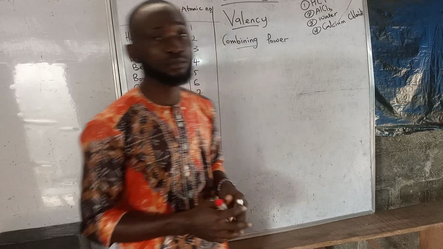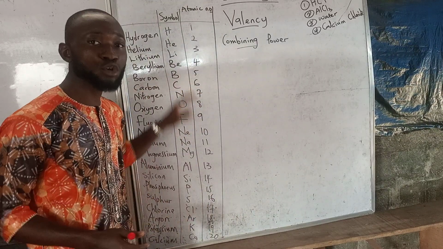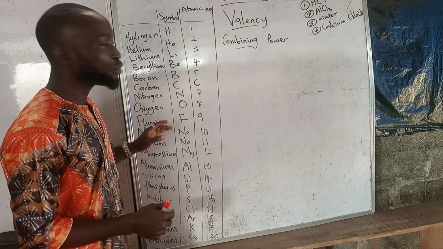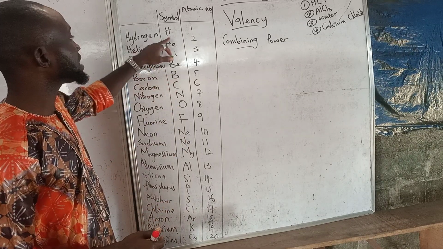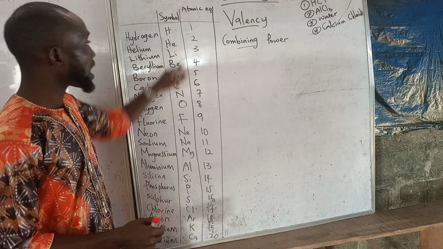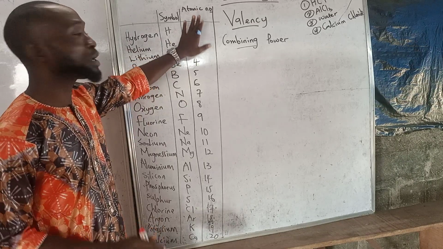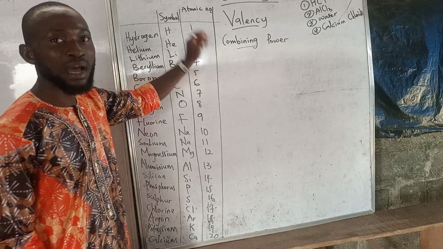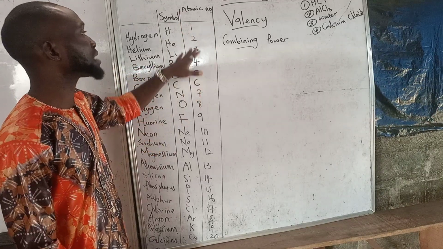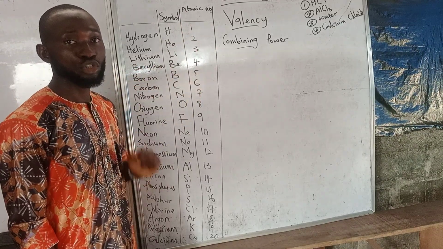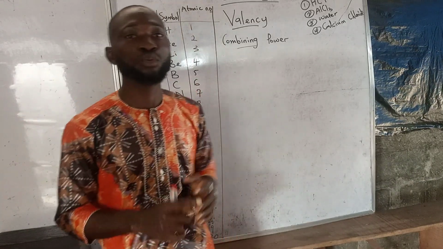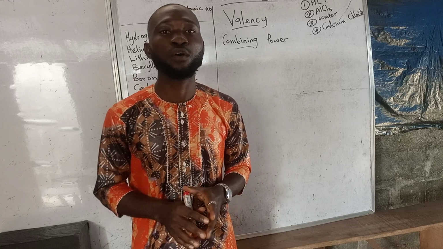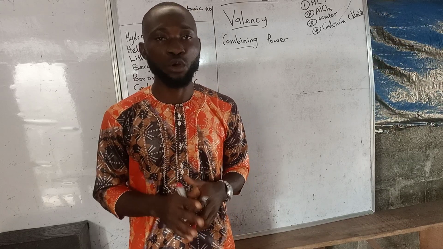Now, if you can notice on the board, I have the first 20 elements here, and I have also written their symbols and their atomic number. This atomic number stands for their proton number, and when they are neutral, it also stands for their electron number. Now, you need the knowledge of valency, and you also will be needing the knowledge of electronic configuration.